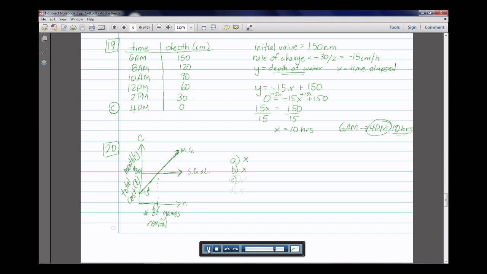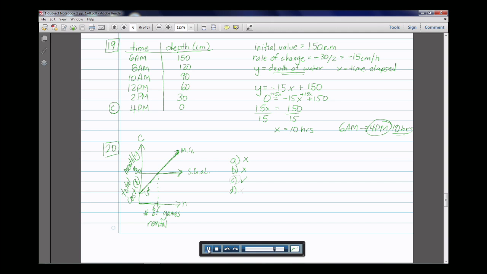It costs the same amount to rent 6 games from the 2 sites. Well, here's 6 games. That's your point of intersection, so that's true. But when you're doing a true-false, you should always check all the distractors, make sure that there isn't something there that you didn't read correctly, and check that last answer.